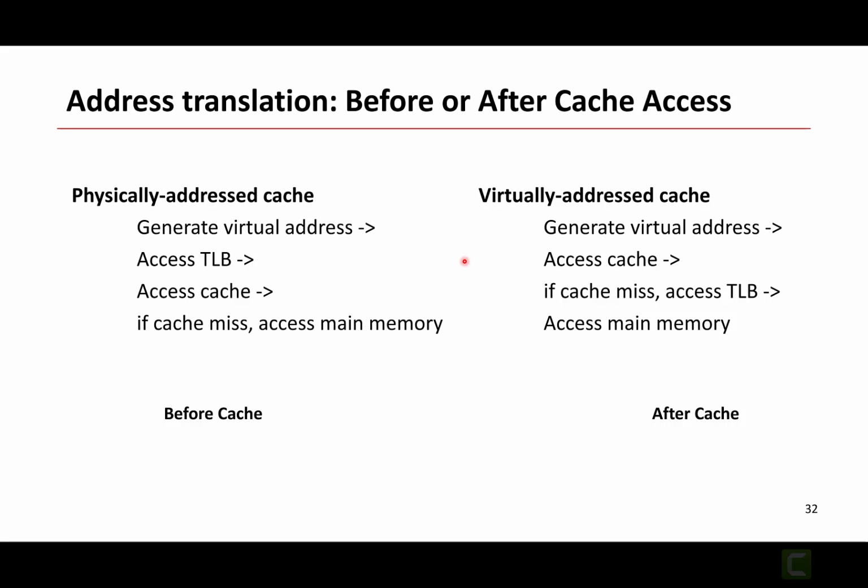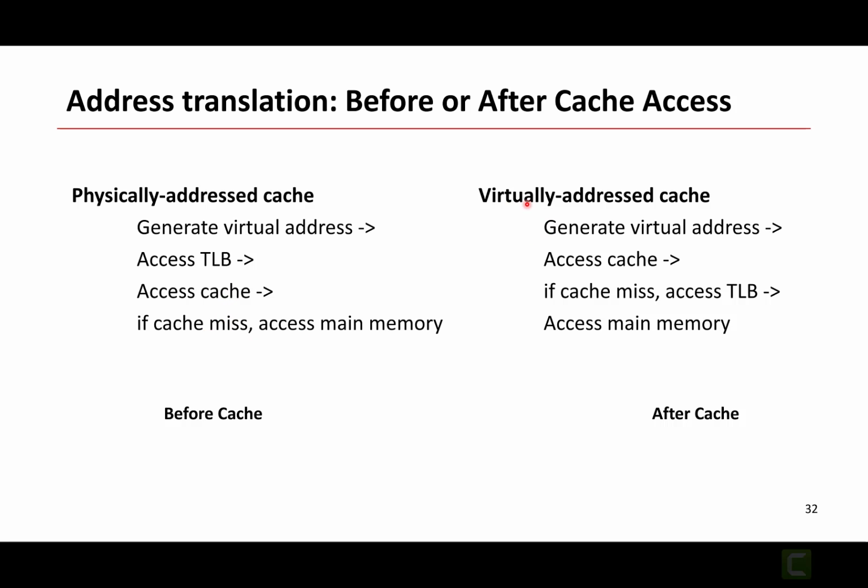All right, so let's summarize the two designs before we evaluate the trade-offs. So in the case of physically addressed cache, you get the virtual address. In both cases you get the virtual address, but in the case of physically addressed cache, you do the address translation. Here I have simplified it and said, well, look into the TLB and you'll find the virtual address to physical address translation. You take the physical address and then go and access the cache. If it's a cache miss, then go and access the main memory.